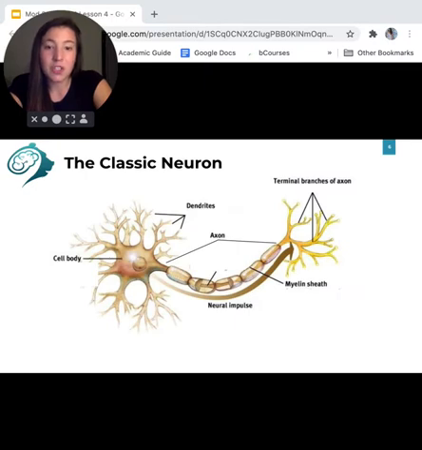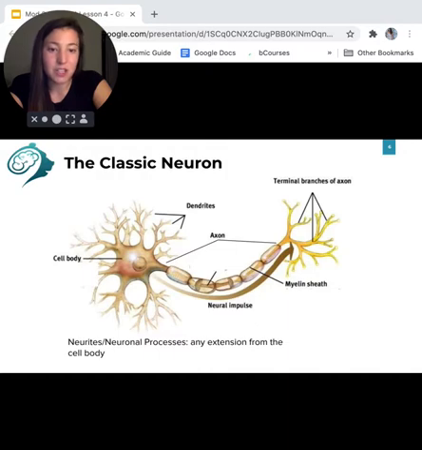So this is an image of the classic neuron. You'll probably see it a lot, but you can see the cell body, the axon, the dendrites, and the synapses form receptive, conducting, and secretory regions that allow for neurotransmission to occur. Something that I've found in my study of neuroscience so far is that a lot of structures have names and then they have extra fancy names. So dendrites and axons are referred to as neurites or neuronal processes at times, and it just basically means any extension from the cell body.